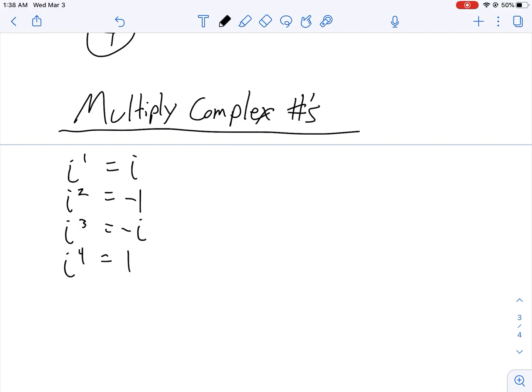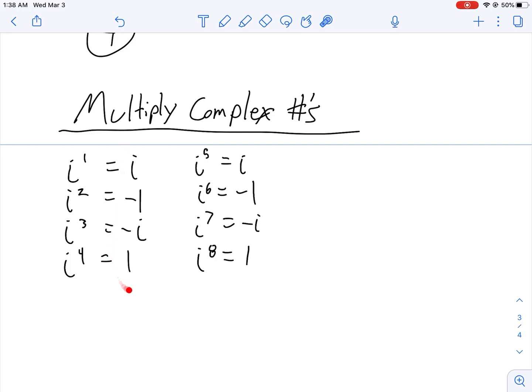Now, after we go through this rotation, it just repeats. If we have i to the fifth, it's just i. i to the sixth, negative 1. i to the seventh, negative i. i to the eighth is 1. And it continues in this pattern of 4s indefinitely. So if we get i to some power, it follows a pattern of 4. First power is i, second power is negative 1, third power, negative i, fourth power, 1.